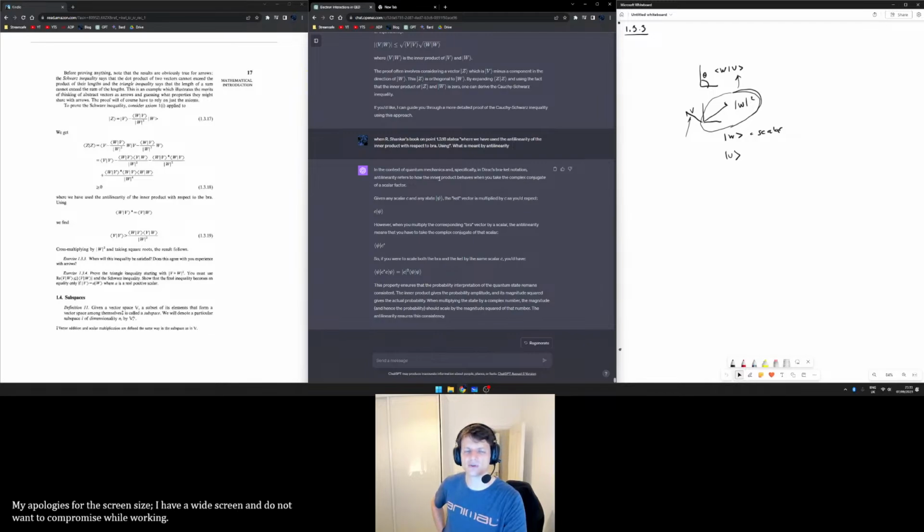So it says in the context of quantum mechanics and specifically in Dirac's bra-ket notation, antilinearity refers to how the inner product behaves when you take the complex conjugate of a scalar factor. Okay, fine. Given any scalar c and any state psi, is that psi?